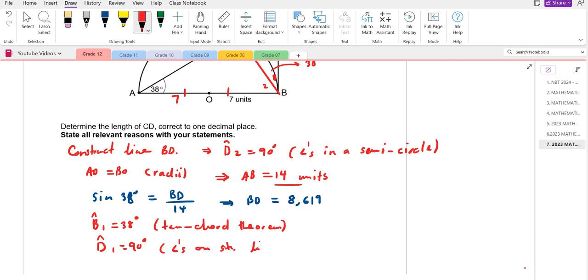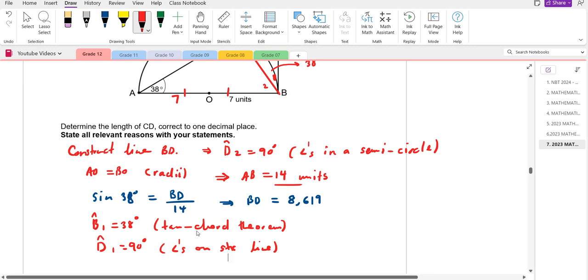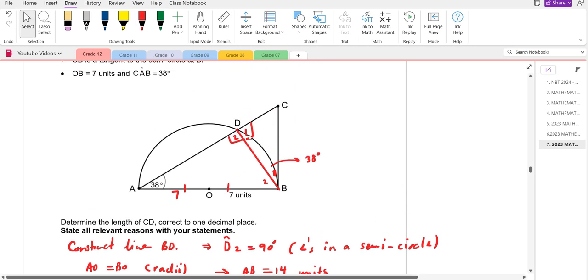Remember, it's geometry, so you've got to explain everything. And then we got that to be 90, we got 38 here, we got BD. So what can we use? We can use opposite over adjacent, because that's the hypotenuse. So we can say tan 38 is equal to DC over BD.